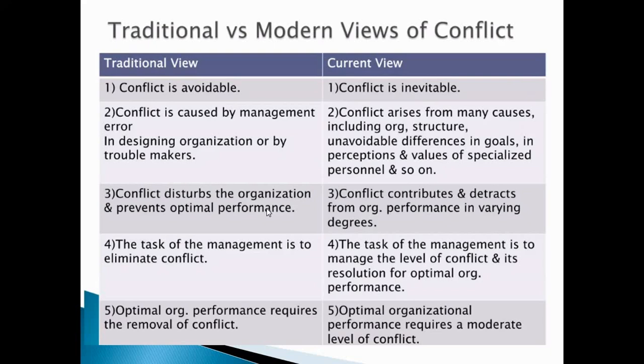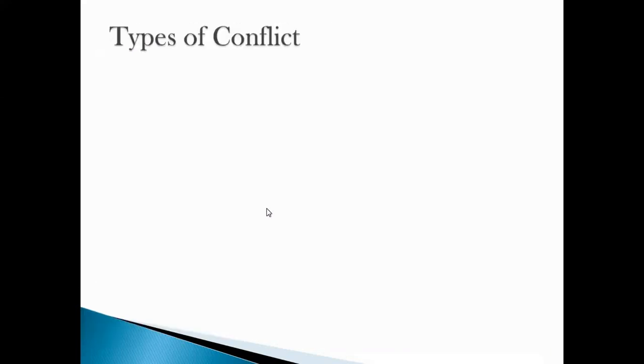And the current view says that optimum organizational performance requires a moderate level of conflict. So the current view says that the conflict should be there. It should not be avoided entirely. A certain level of conflict is needed to achieve the optimum level of performance. Okay. So this is the difference between the current view and the traditional view of the conflict.